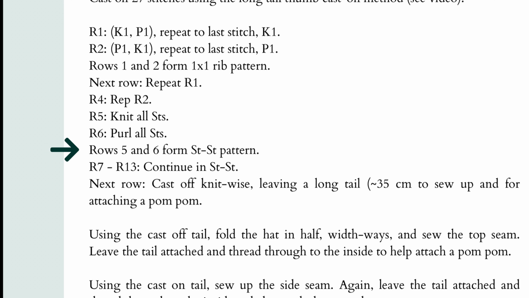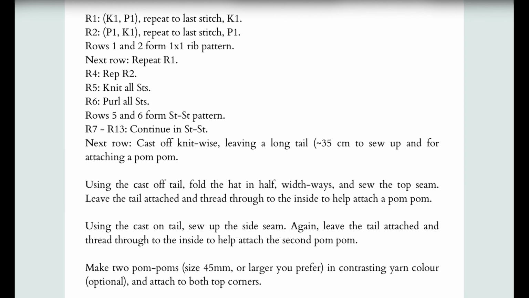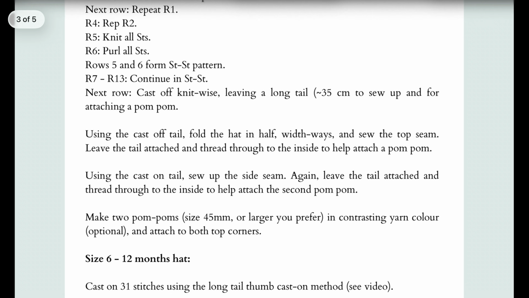And then I'm detailing that rows 5 and 6 form stocking stitch pattern or stockinette stitch pattern. And then I'm telling you that row 7 to row 13, you're going to continue in stocking stitch. So you're going to repeat rows 5 and row 6 until you get to row 13. And then cast off knitwise, leaving a long tail 35 centimeters left to attach a pom-pom.